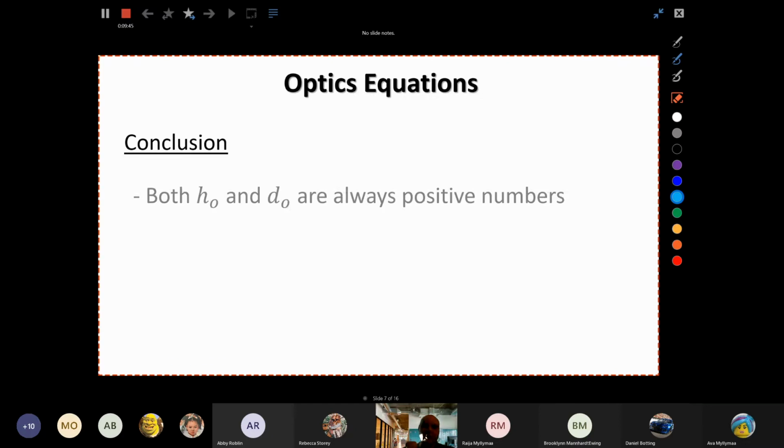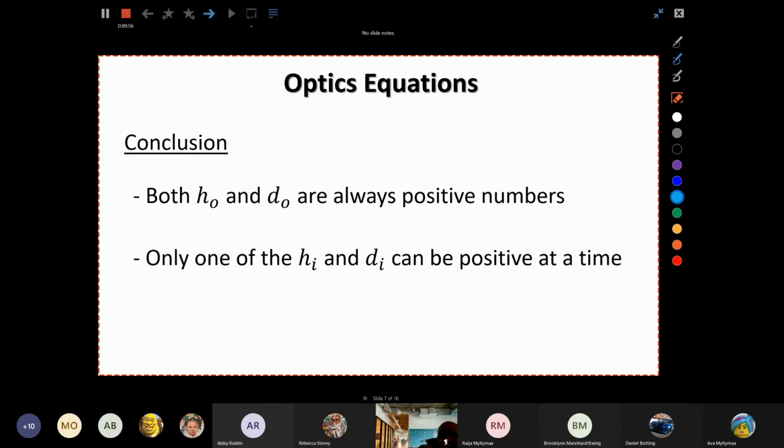So conclusion: both ho and do are always positive numbers, as far as you're concerned. And one thing I've noticed over the years is that only one of the two, the hi and di, can be positive. So one's always positive and one's always negative. If that's negative, that would be positive, and if that's positive, that's negative. So you cannot have two negative answers. You cannot have two positive answers for the hi and di. This is me starring this because this is an important point.